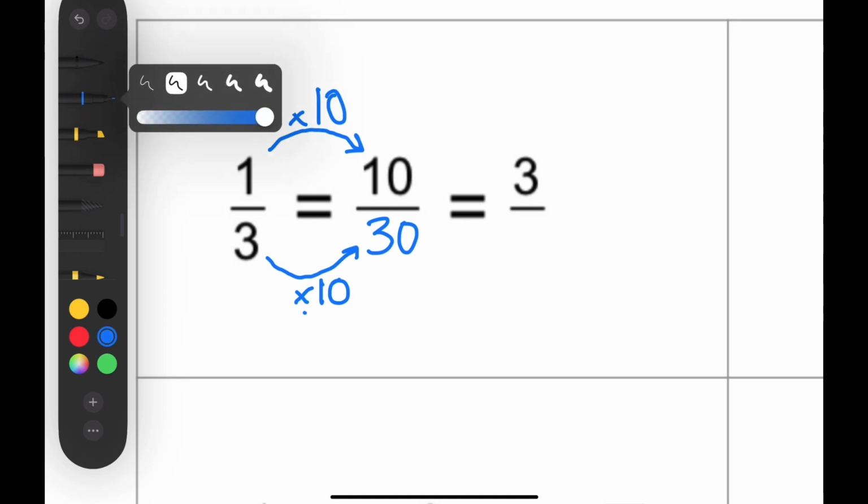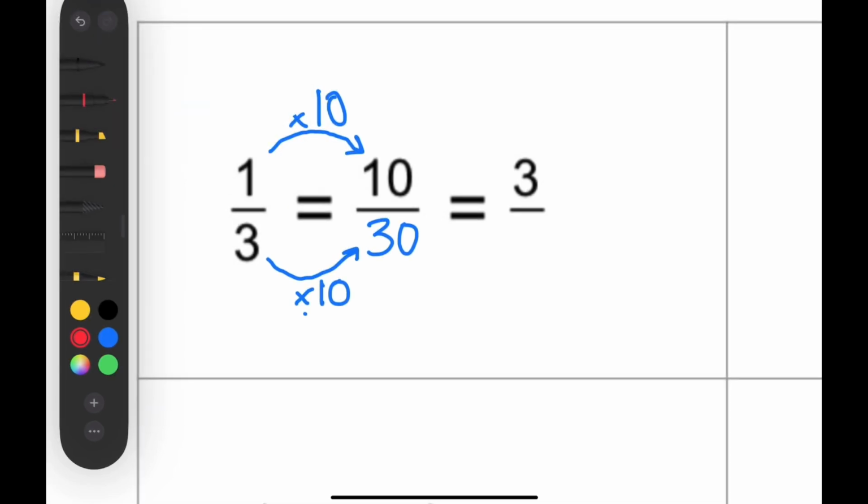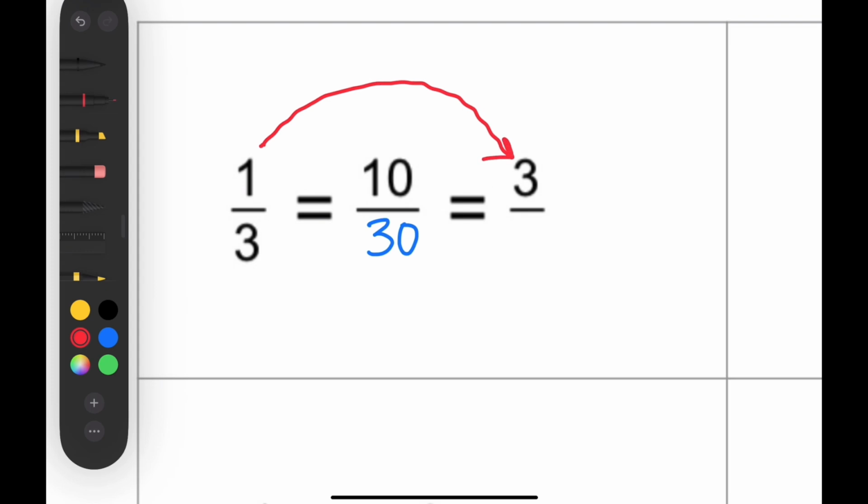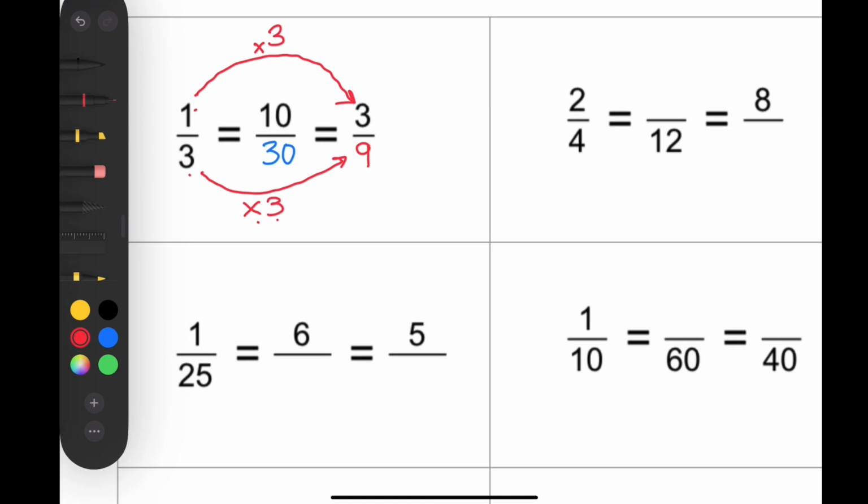Next, I need to figure out this denominator. So I'm going to erase this and go back to my original fraction. 1 times what equals 3? Well, I know whatever I do at the top, I do at the bottom. And I know that 1 times 3 equals 3. So I also multiply the bottom by 3. 3 times 3 equals 9. And this is what we can do for the rest of them.